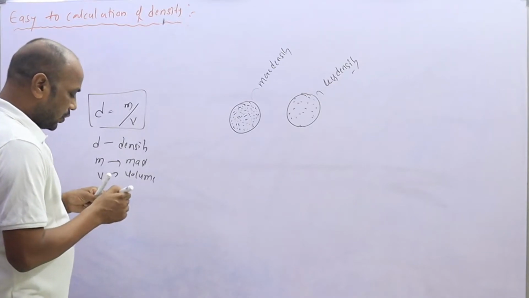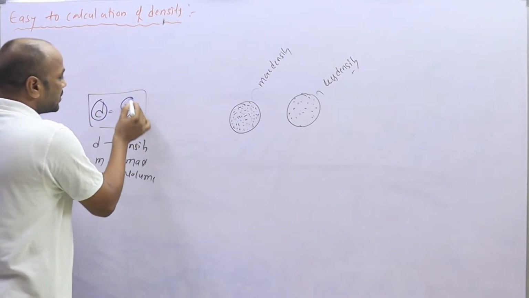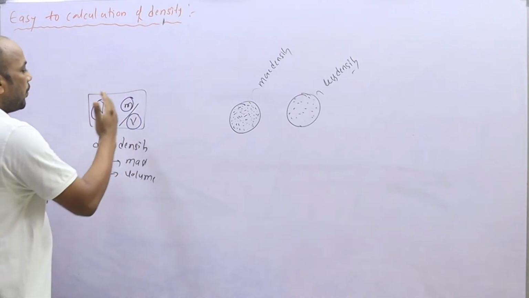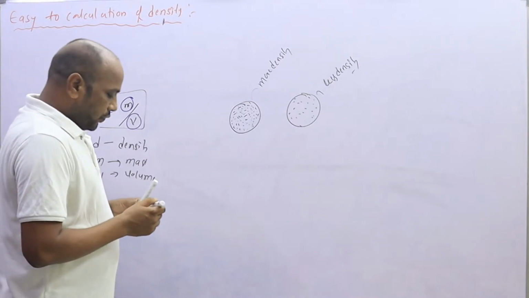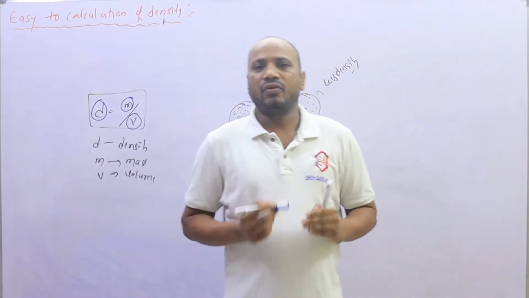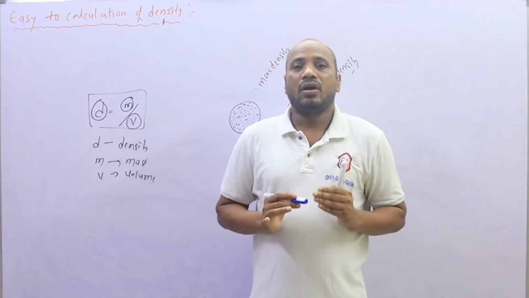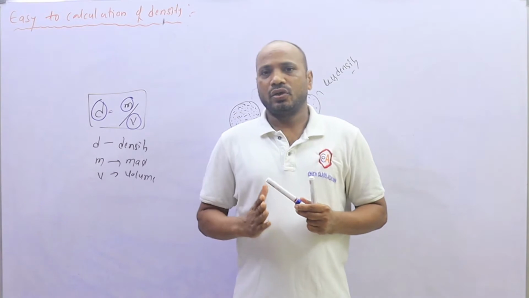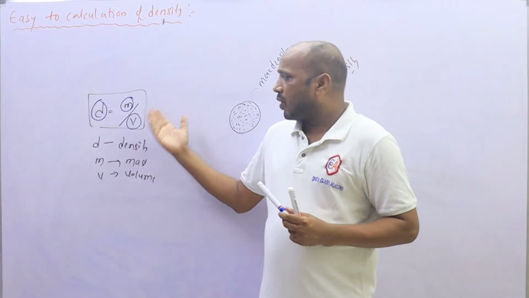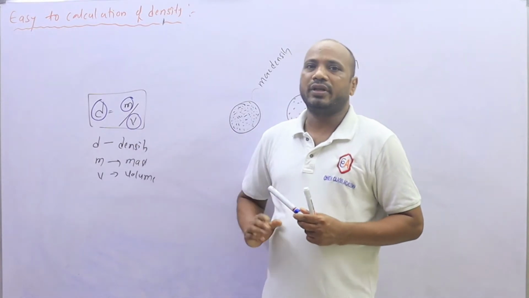In this topic, they will ask questions. The possibility is that they will ask you to find out density, mass or volume. If you want to find out density, mass or volume, it is easy in this question, but they will ask in different ways and different possibilities.